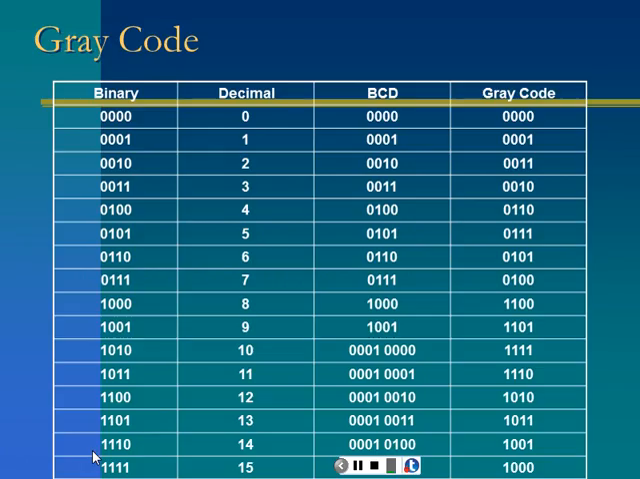Okay. So here's a comparison just between binary, decimal, BCD, and gray code. And I go down to 15. And gray code 15 is 1000. So it's the same as an 8 in binary. So that's the last 4-digit combination you can do by doing it one bit at a time, is 1000.